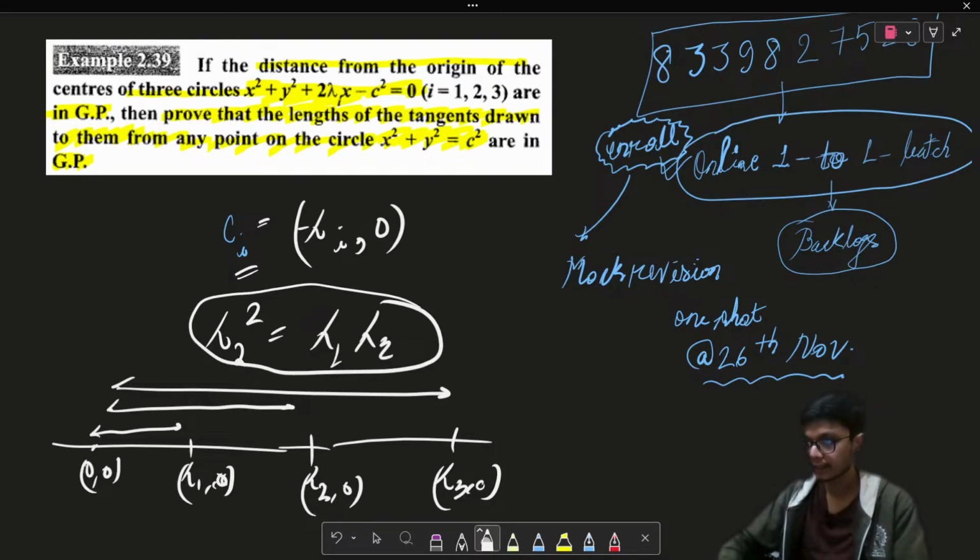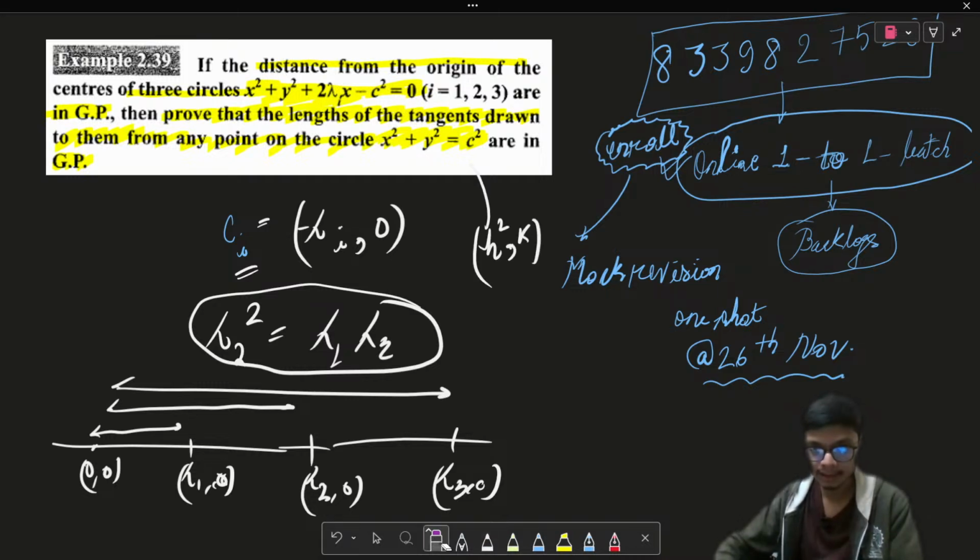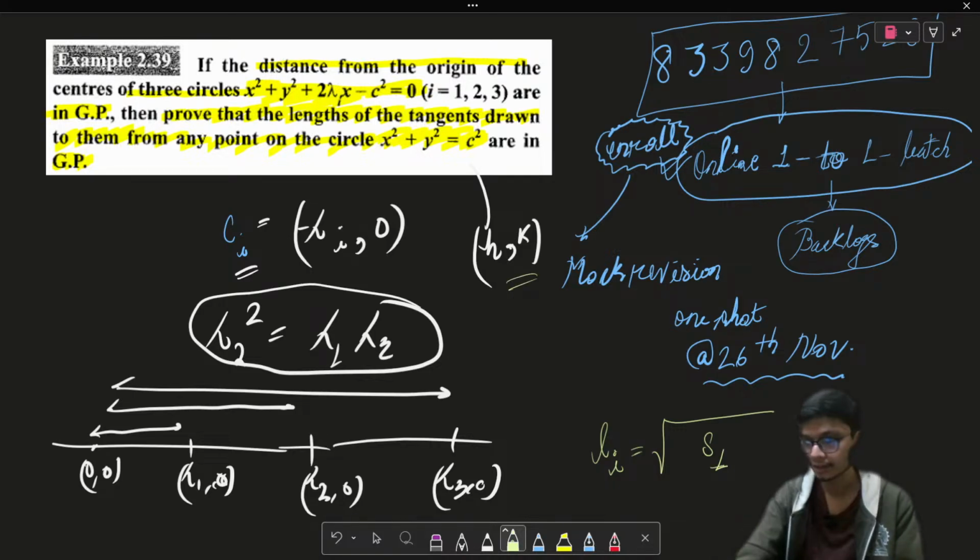Now, if I take any point on the second circle, let us say h comma k, then to prove this we use the length of the tangent, that is basically li, which is just given as square root of S1. So from this h comma k, try to find this distance, and then check what l1, l2, and l3 are.